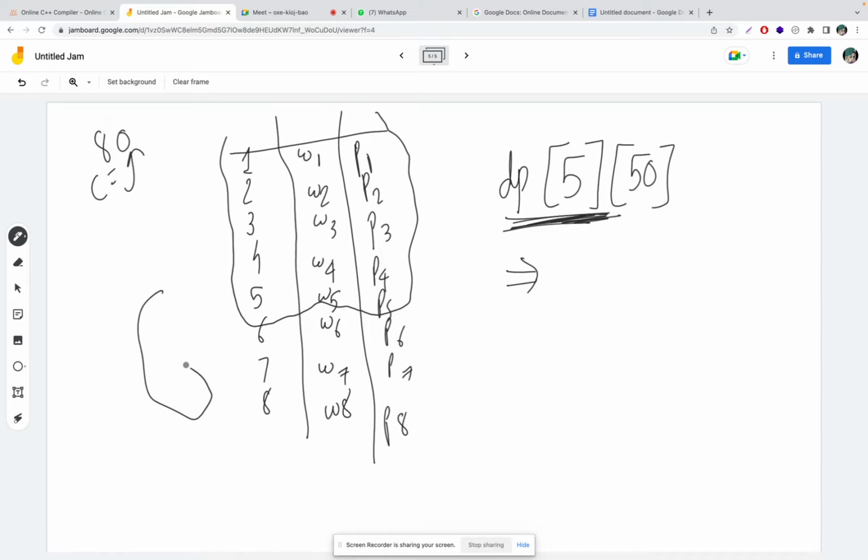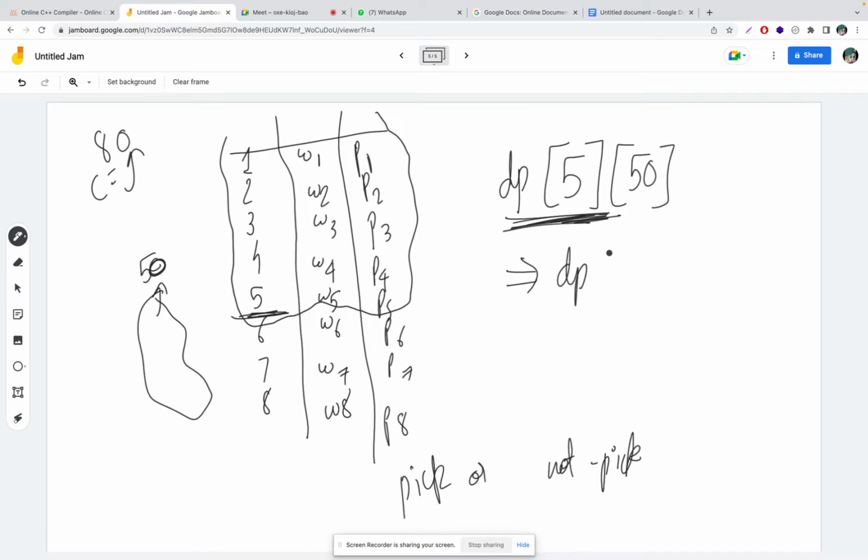And the bag capacity is 50. So guys, the bag capacity is 50 and you are considering only the first five items. So what you can do is use the pick or not pick method. We can just use common sense here. For example, if you completely ignore the fifth element, say you don't want to pick the fifth element in your answer, then what would be the answer?